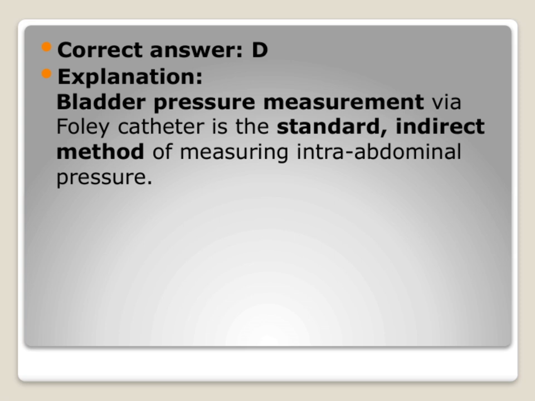This technique is widely used because it's reliable and relatively simple to perform. Essentially, by inserting a Foley catheter into the bladder, we can indirectly assess what's happening inside the abdominal cavity. This method helps us monitor patients at risk for increased intra-abdominal pressure, which can be critical in managing their overall condition. So, understanding this technique and its significance is key in clinical practice, especially when we're dealing with critically ill patients or those with potential intra-abdominal hypertension.